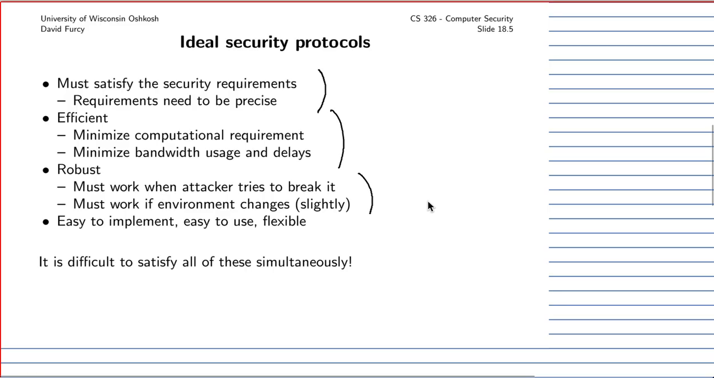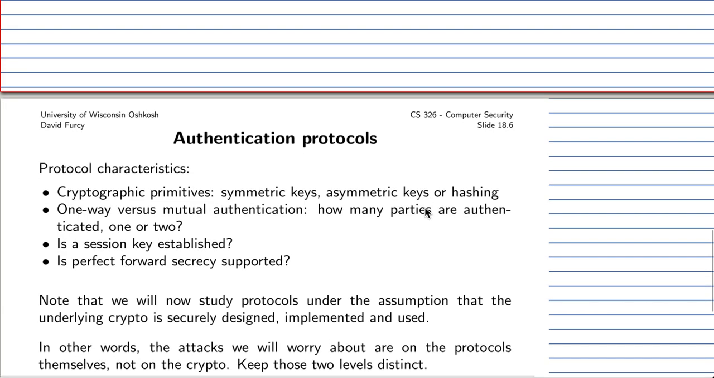And ideally, the security protocol should be easy to implement, easy to use, and flexible and usable in as wide a set of circumstances as possible. Now, as you can imagine, it's difficult and basically impossible to achieve all of these ideal characteristics, especially because some of them, like this one, are already hard enough to meet by themselves. So adding all of these constraints makes the problem extremely hard.